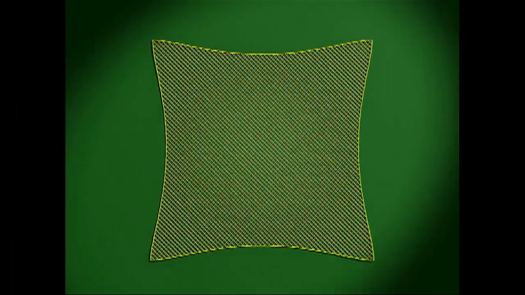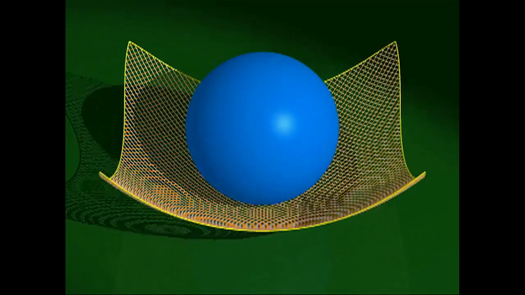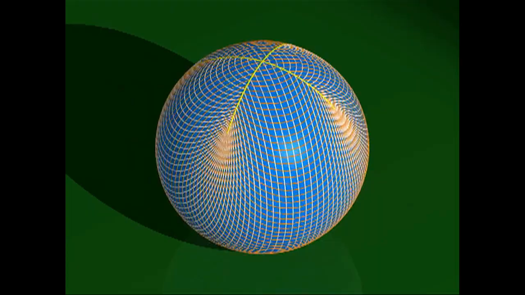I don't know how to answer that. You have to have some singularities anyway. And I think this is the simplest singularity you could have. Yeah, so you have to have seams anyway.